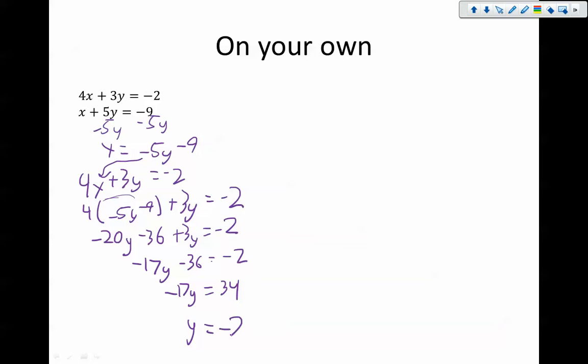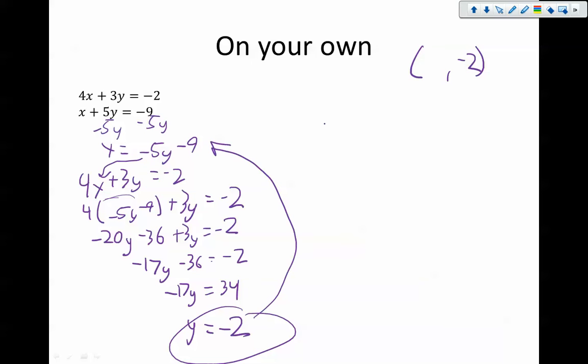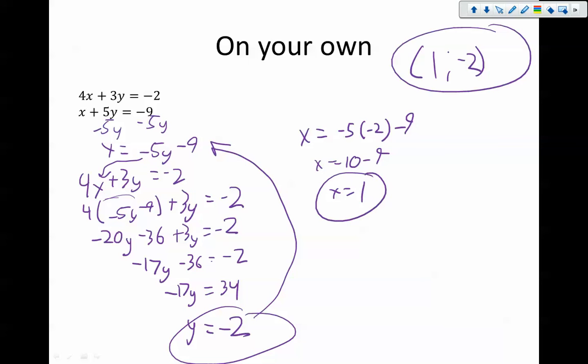So that is half my solution because I need a y value and an x value. So my y is negative 2. And then to find my x value, I'm going to take this and plug it back into my original and get x equals negative 5 times negative 2 minus 9. And that's going to be 10 minus 9, or 1. And so there's my solution, 1, negative 2.